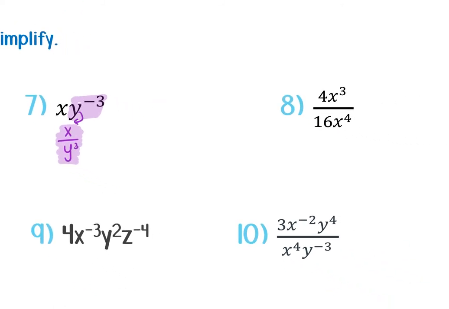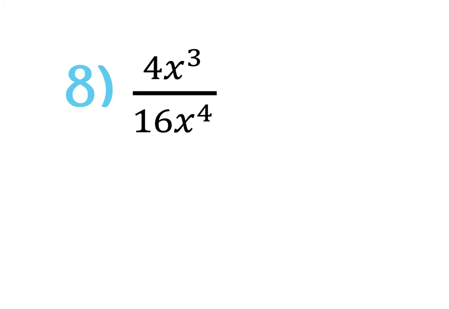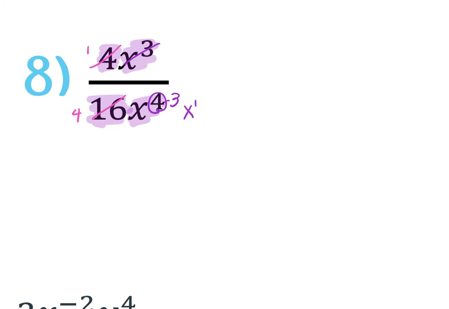For number 8, you've got your numeric coefficients and then your variables. So looking at just your coefficients first, you want to simplify this. 4 actually goes into 16. So 4 goes in itself once and into 16 4 times. And then with your variables, you've got one in the top and one in the bottom. So we're going to take the larger, which is 4, subtract the smaller from it, which is 3. And that x to the first is going to stay where it was larger, which is the denominator. So what's left here is 1 over 4x.